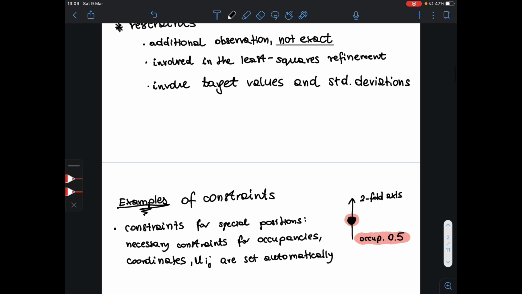The first type of constraints I can mention are constraints for special positions. They are dealt with by the software itself, it will do it automatically. For example, a constraint is when your atom sits on a special position, such as a two-fold axis or a mirror plane, and the program automatically defines that occupancy is half, because it's on a mirror plane, right? So it's not fully occupied, it's occupied by half, because you have this mirror plane.